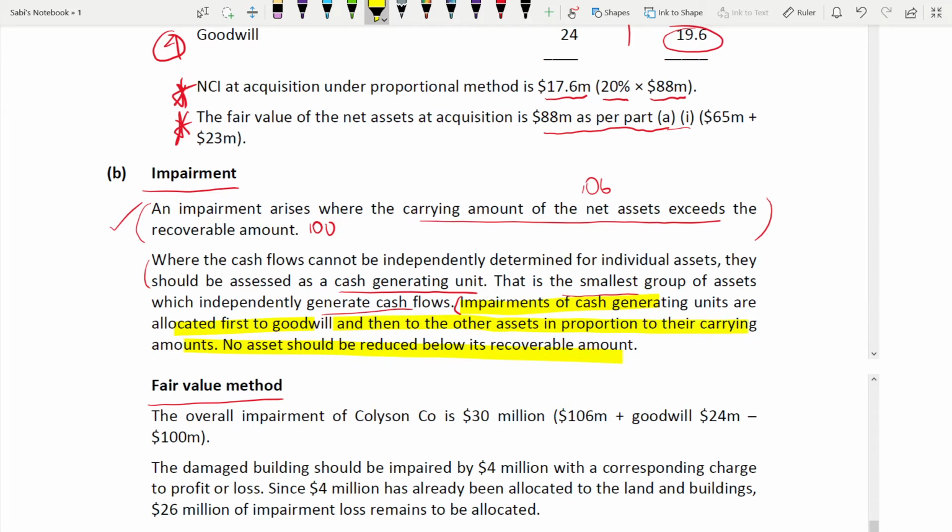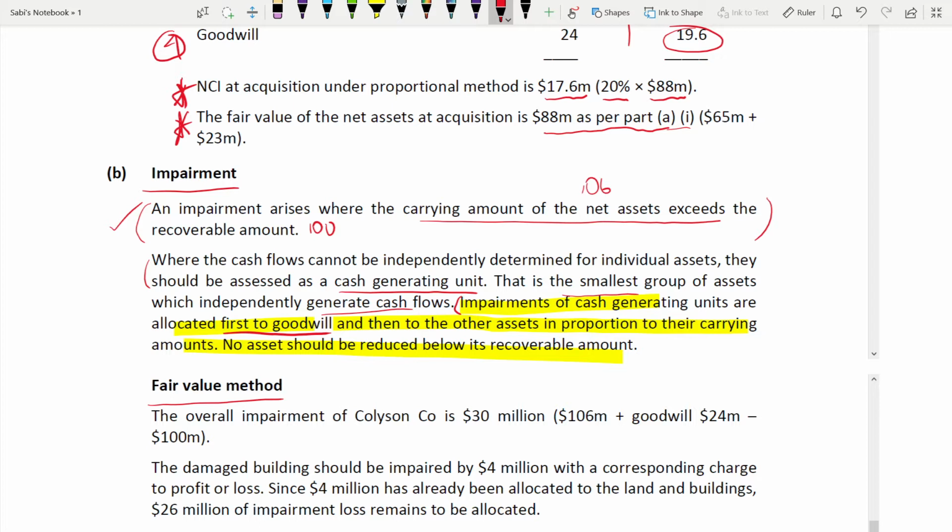The reason why, because they tell how it is going to be allocated. And there are so many assets. So how do you know which asset you are going to allocate first, and how are you going to allocate? All those things you need to write in sentences. That's why I've highlighted in yellow to show you it's very important. So the impairment of cash generating units are allocated first to goodwill. You see, it is allocated first to goodwill.